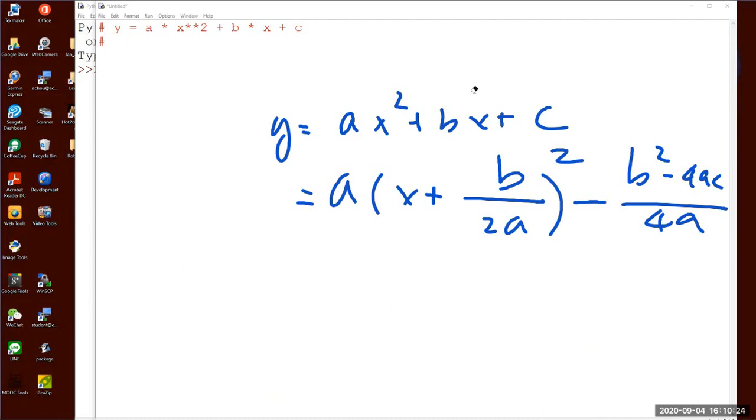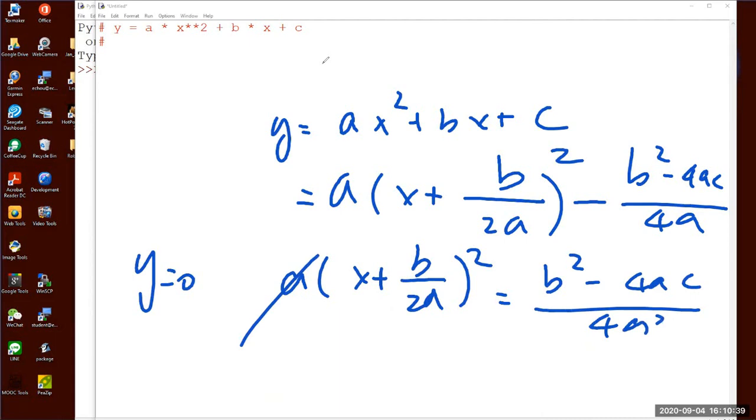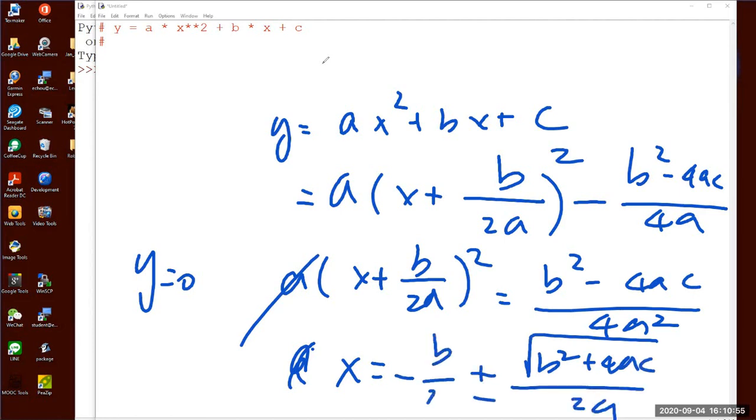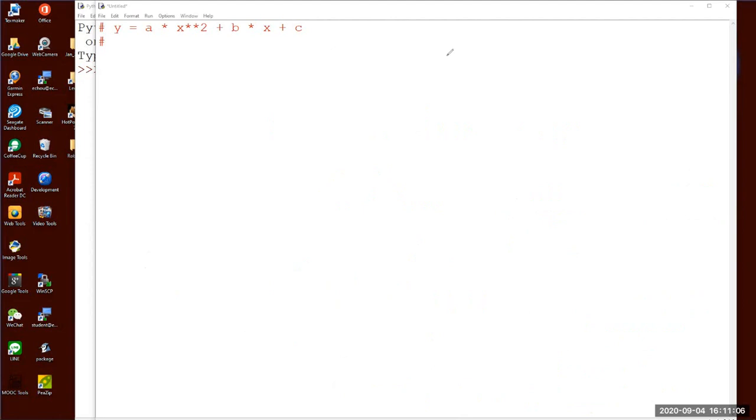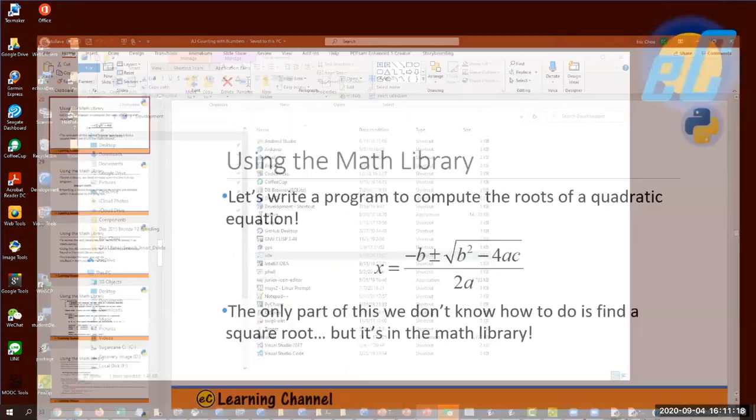So here, when we have y equals 0, then a times (x plus b over 2a) squared will be equal to (b squared minus 4ac) divided by 4a, and this a moves over here, so x will equal minus b over 2a plus or minus the square root of b squared minus 4ac over 2a. So that becomes the equation we have, and then we can solve the problem. That's the quadratic equation we see from here.